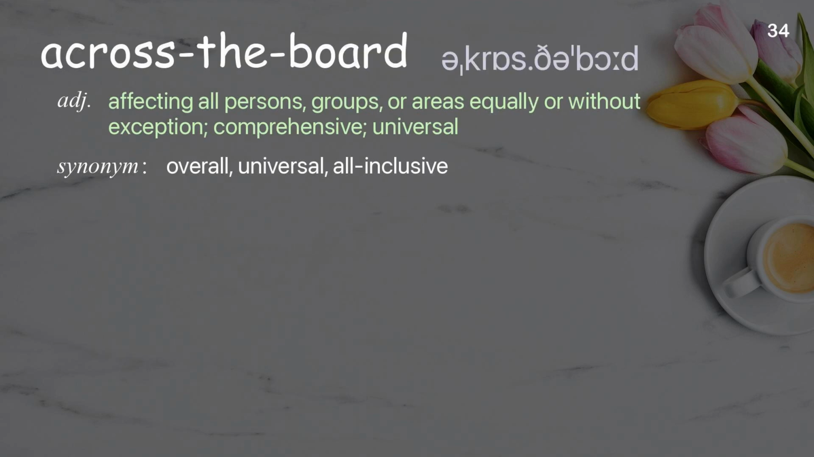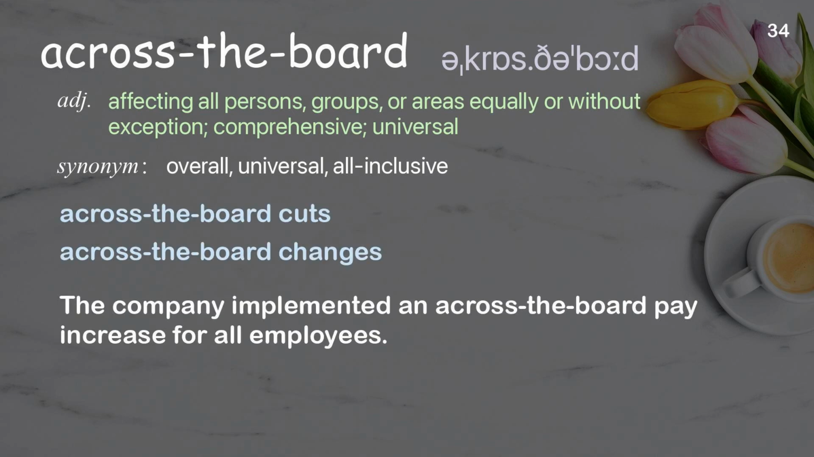Across the board. Affecting all persons, groups, or areas equally or without exception. Comprehensive, universal. Examples: Across the board cuts. Across the board changes. The company implemented an across the board pay increase for all employees.